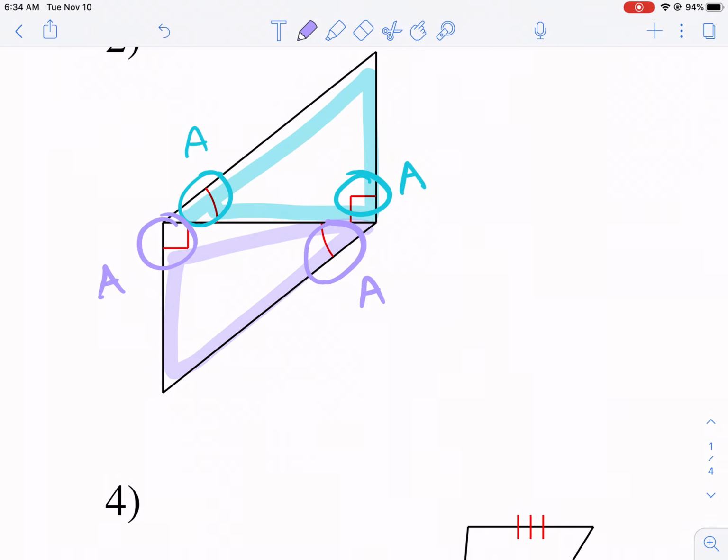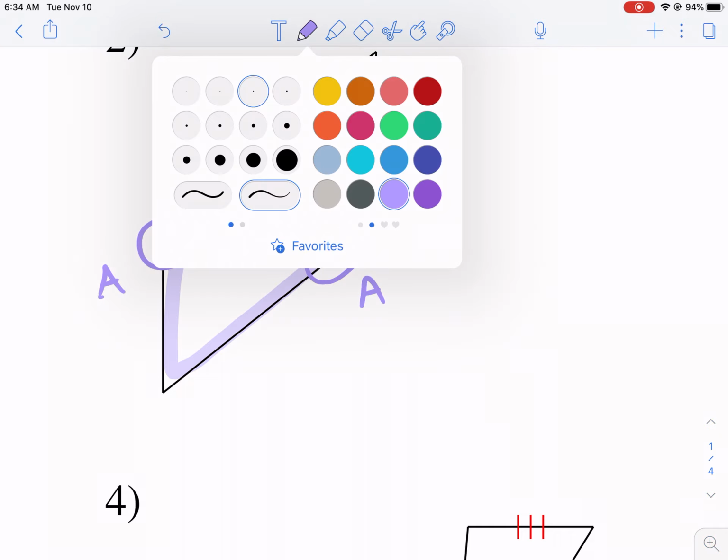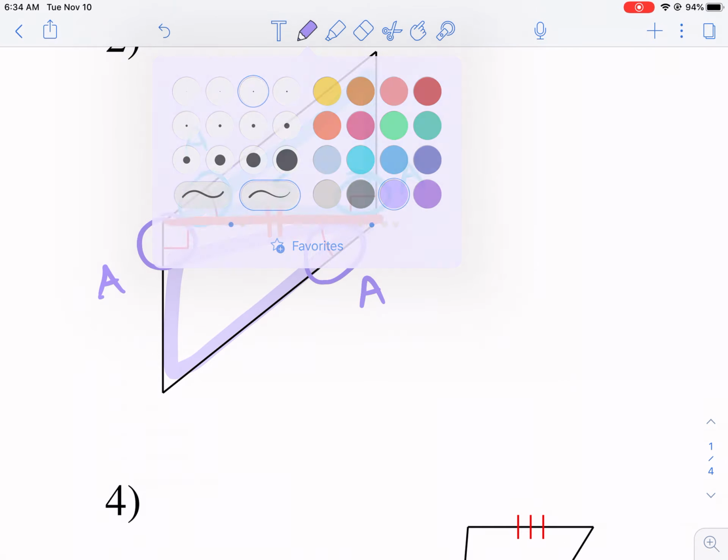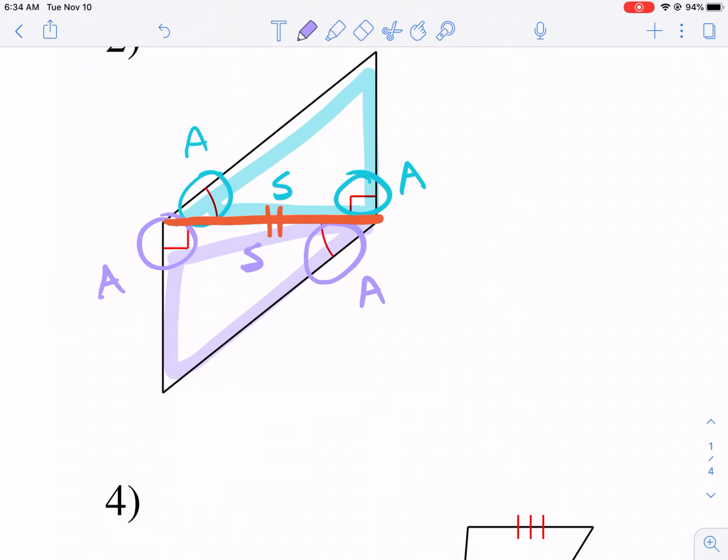Now, you're probably thinking, oh, there's only two measurements. Again, we have to have a third thing, and it's a shared side in between right here. So that will give us a third side, S, for both the blue and the purple S.